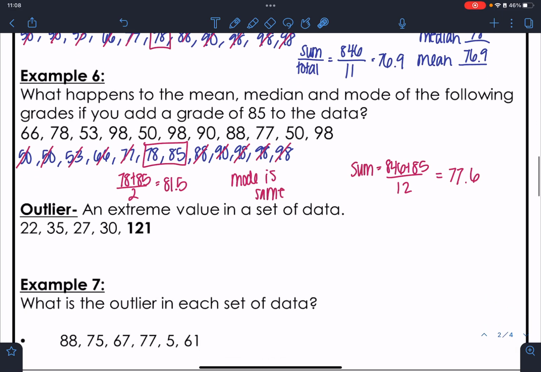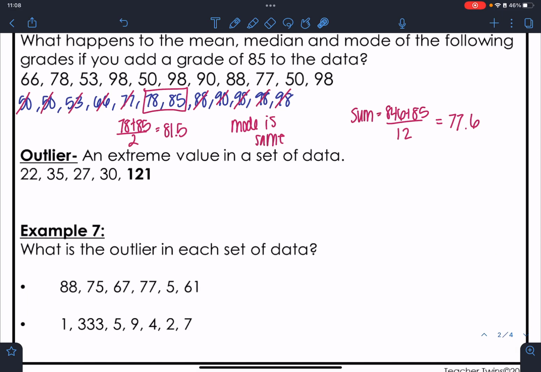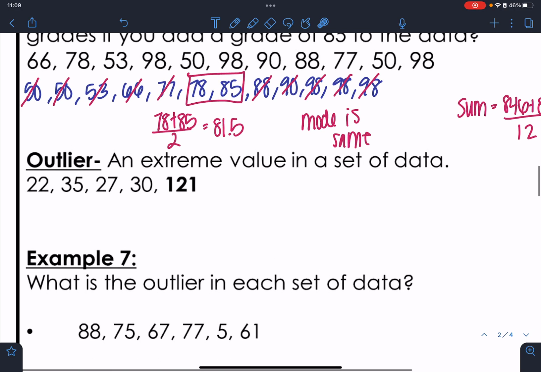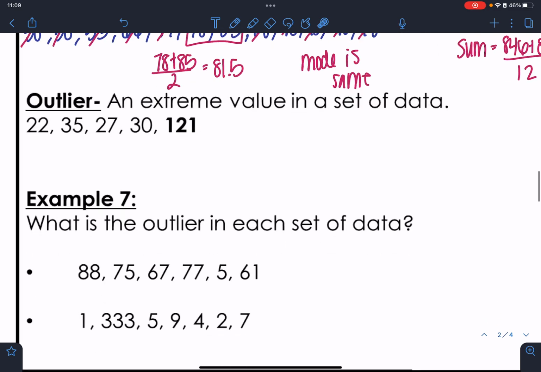Okay. Last little thing that we're going to talk about today is the definition of an outlier, which I think a lot of us already know. An outlier is a number in your data that doesn't really fit. So if I'm looking at all these numbers, anywhere from 20 and like 30, I have a really, really large number, one way over 100. So that one's going to be the outlier.